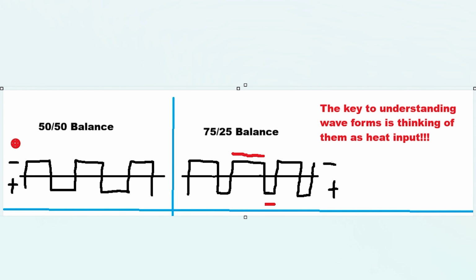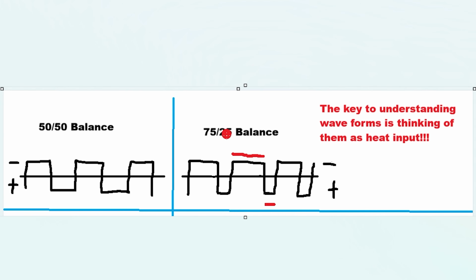Fortunately, on modern machines you can adjust the balance, and effectively what you're doing is changing the ratio of how much time it spends positive to negative or negative to positive. It all depends on how the machine labels this control. If you were to take this waveform and say that it's 1 second, then 50-50 means it spends half a second on negative, half a second on positive.